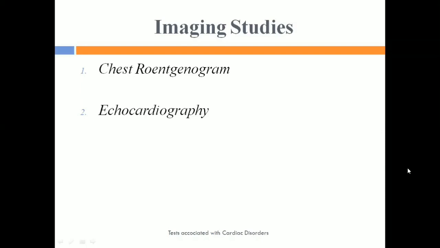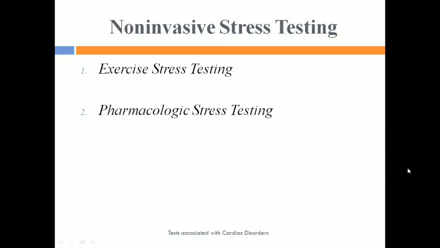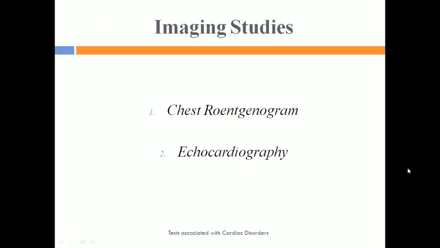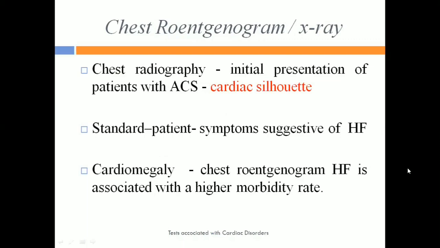So starting with chest roentgenogram: chest X-ray, chest radiography, chest roentgenogram. The first one. These are the types. Chest roentgenography, chest radiography and chest X-ray are the same. When a patient comes to you with initial presentations of heart failure or acute coronary syndrome, you will indicate the patient to go and perform a chest roentgenogram or chest X-ray. With this we get an X-ray image of the heart, showing whether the heart size is enlarged or reduced, what its position is, and all those things.